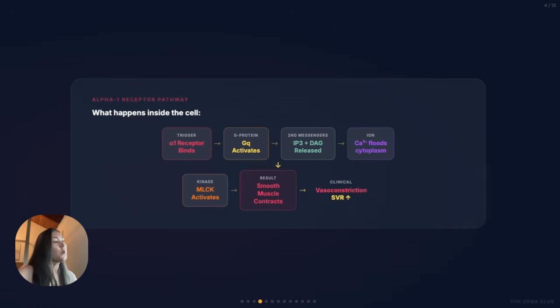So when an interviewer asks why norepinephrine raises the blood pressure, the answer isn't "it causes vasoconstriction." The answer is Gq signaling, IP3, calcium, myosin light chain kinase, smooth muscle contracts, SVR rises. That is the level that they want.